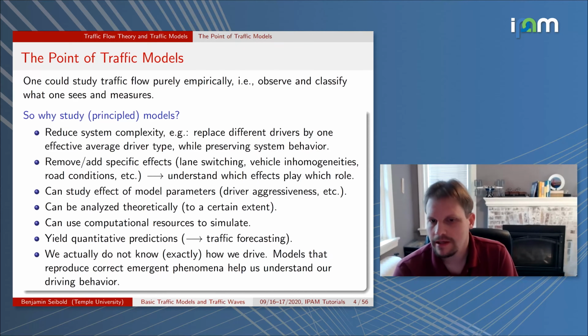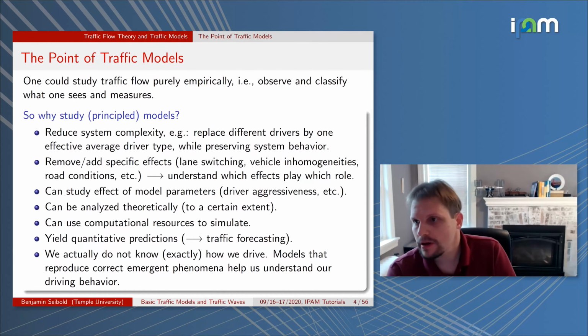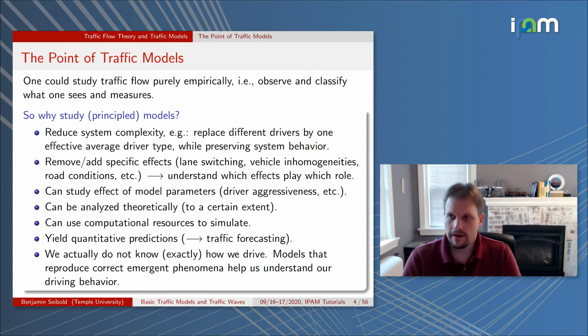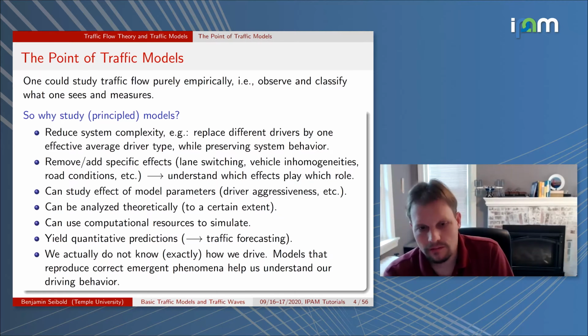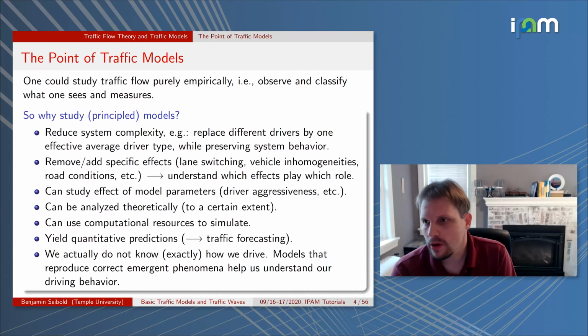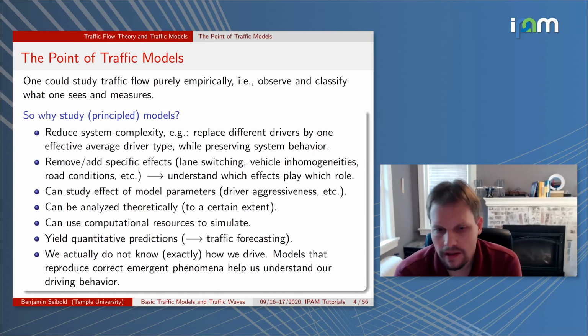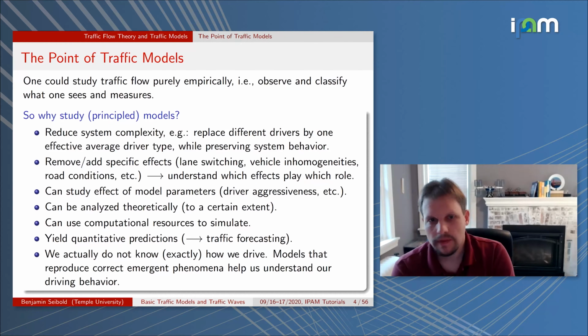It can be analyzed theoretically to a certain extent, mathematically via analysis. You can use computers to simulate. It can yield predictions, quantitative predictions. And also an interesting aspect about models is you can reverse the process. So a model means that if I know how everybody drives, this is what it produces collectively, right, as emergent phenomena on the whole road, but you can also reverse the process. We can use models to compare what the model predicts about the consequences of everybody's driving behavior and compare this to what we observe on real roads, and then reversely learn something about our individual driving behavior, because the fact is we don't really know exactly how we drive as humans.